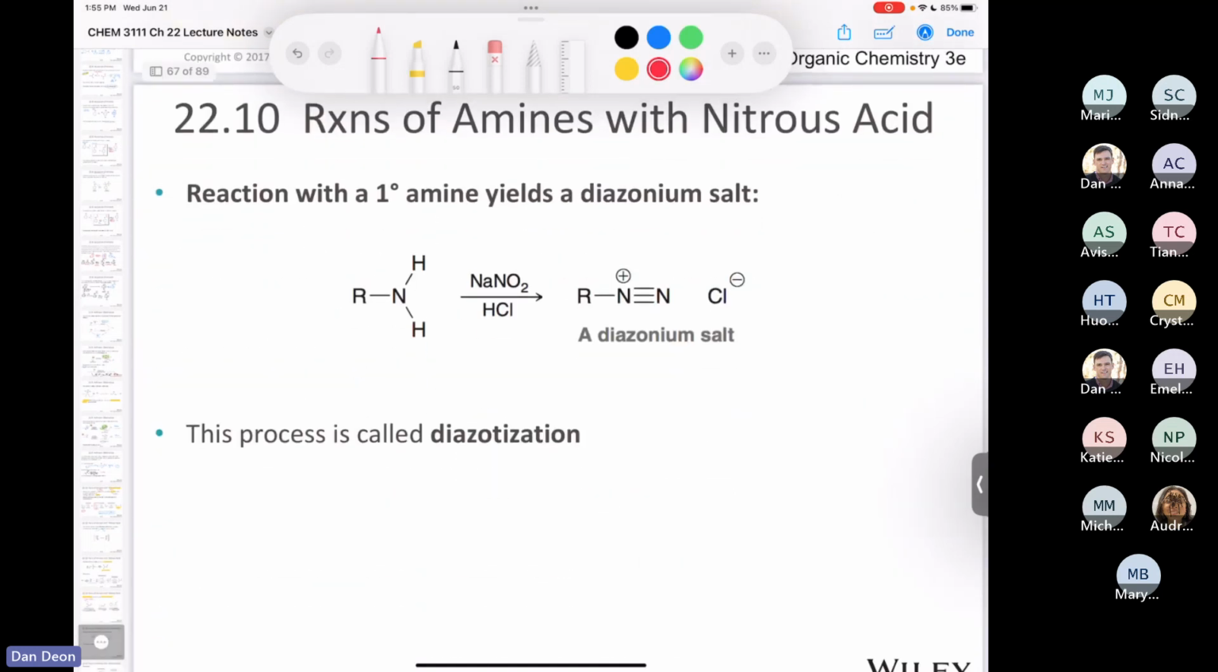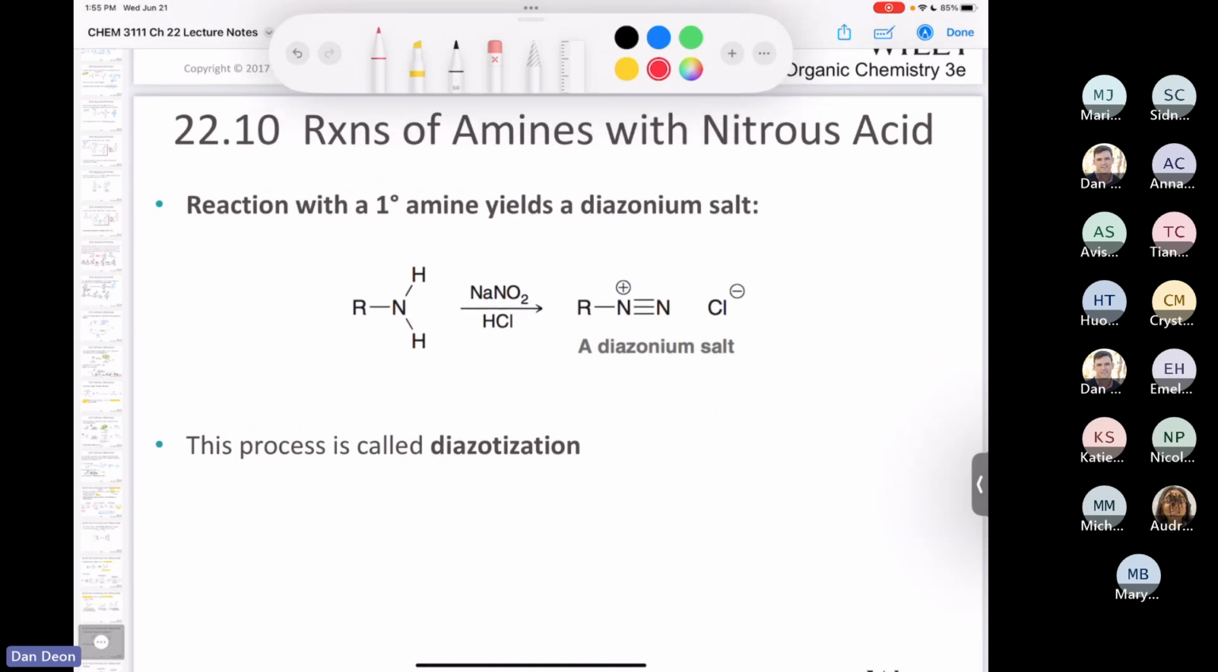But anyhow, this is going to be of more interest to us. It's going to be the reaction of a primary amine with nitrous acid, and we make a diazonium salt. So this is a new functional group, the diazonium salt. You can see that it's a salt because we have a cation and an anion.